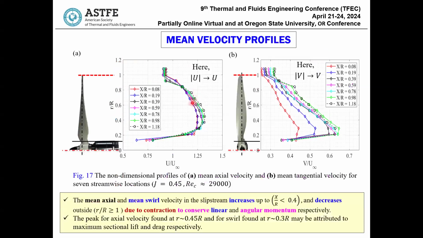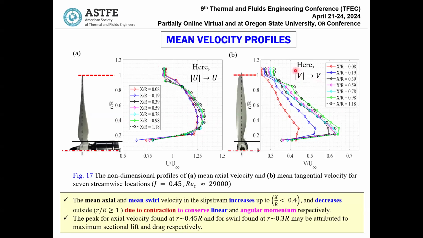Now coming to the mean velocity profile, U is the mean velocity at a particular location, non-dimensionalized with the free stream speed. It is plotted for all streamwise locations, and you can see from the plot that the slipstream is contracting and the maxima is occurring around the mid radius region.